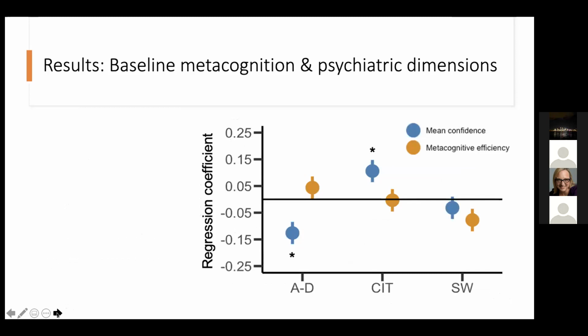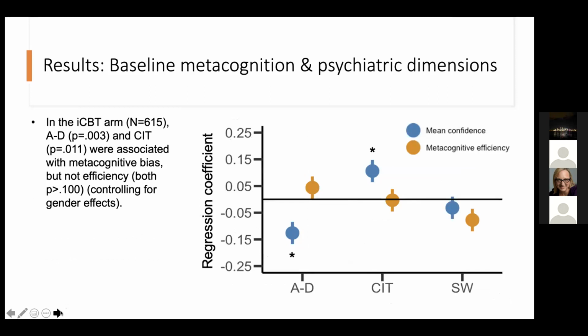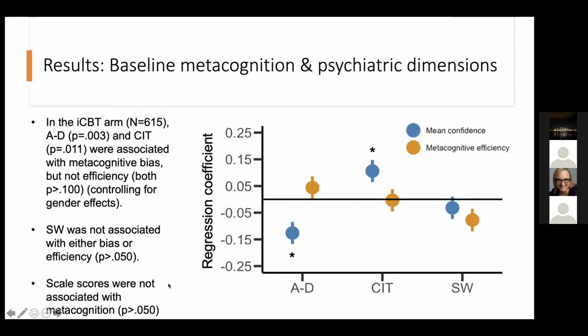Beyond this, we looked at the baseline association between metacognition and psychiatric dimensions, and we found that, controlling for gender effects, individuals with high levels of anxious depression tend to have lower levels of confidence, and people with high levels of compulsive behavior and intrusive thought tend to have elevated levels of confidence. Metacognitive efficiency was not associated with any of our dimensions, which is consistent with what was previously reported in that large sample from the general population. What's also notable is that individual scale scores were not associated with metacognition, so variance in metacognitive abilities is explained better by transdiagnostic dimensions than by traditional categorical scale scores.